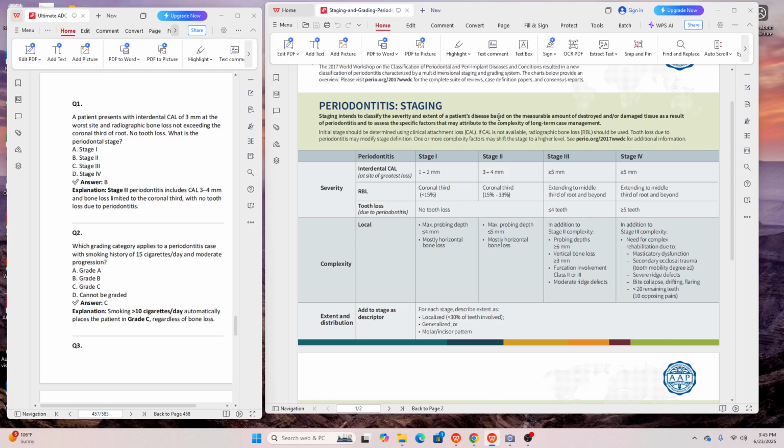It's based on the measurable amount, okay, that is staging. Grading is progression of the disease, responsiveness to therapy and systemic factors.